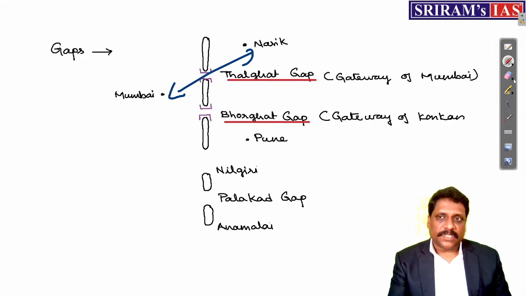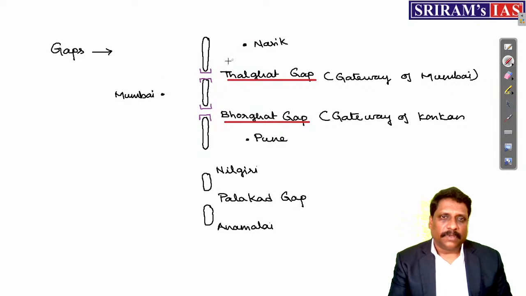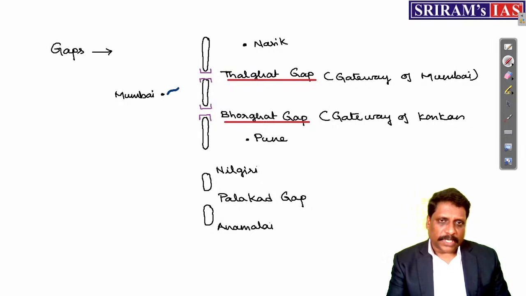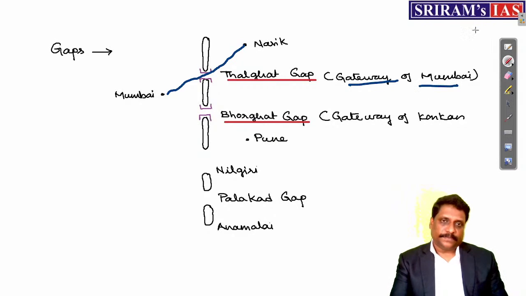In that way, my dear friends, some of the very important gaps we have. What are the very important gaps we have? For example, if you're there in Maharashtra, we have this Talghat gap. See, Talghat gap is that gap which almost connects Mumbai with the rest of northern parts of India, right? Via Nasik, it connects. But northern part of India and Mumbai is actually connected through what? Talghat gap. That's the reason Talghat gap is called as gateway of Mumbai.